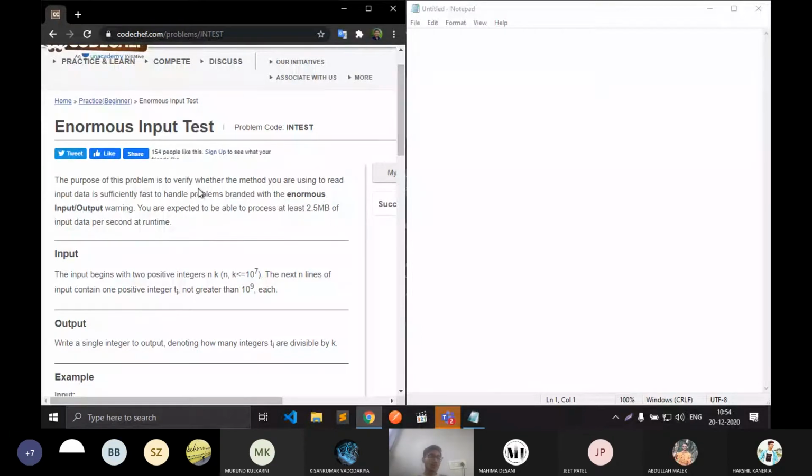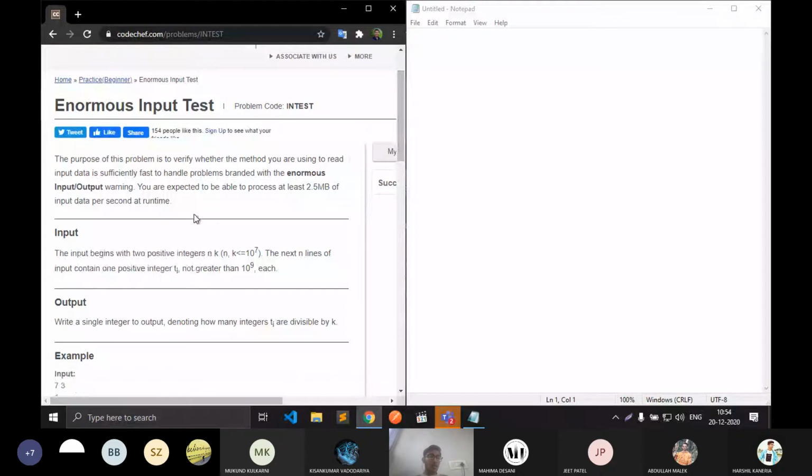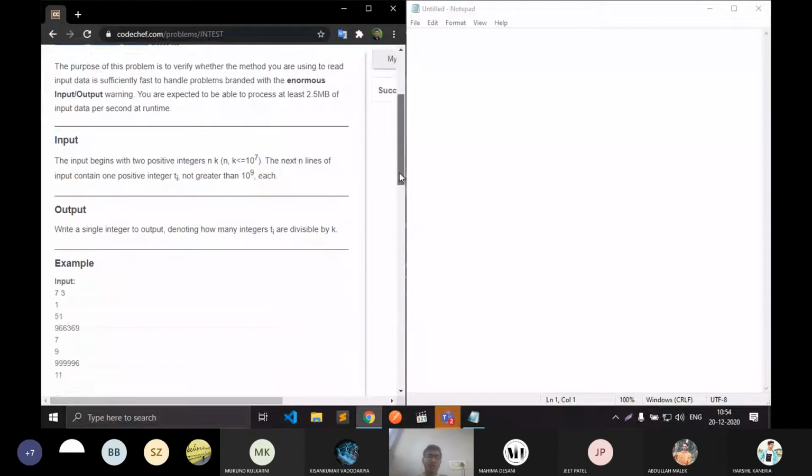What do we have to do? Our system has to be fast enough to handle a huge number of digits. It is our simple task, but here they do not give any idea what we have to do in it. So let's go through and read something else.